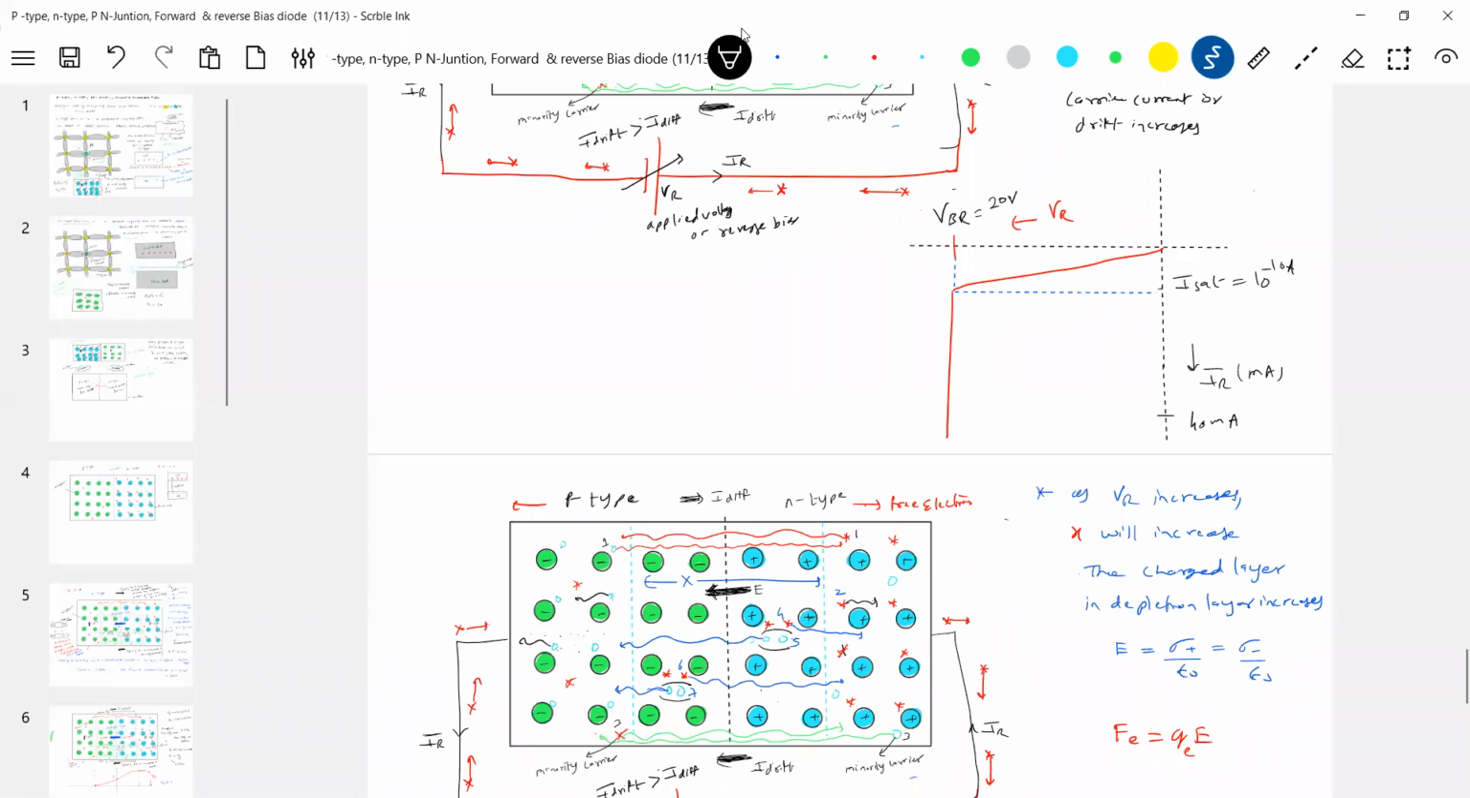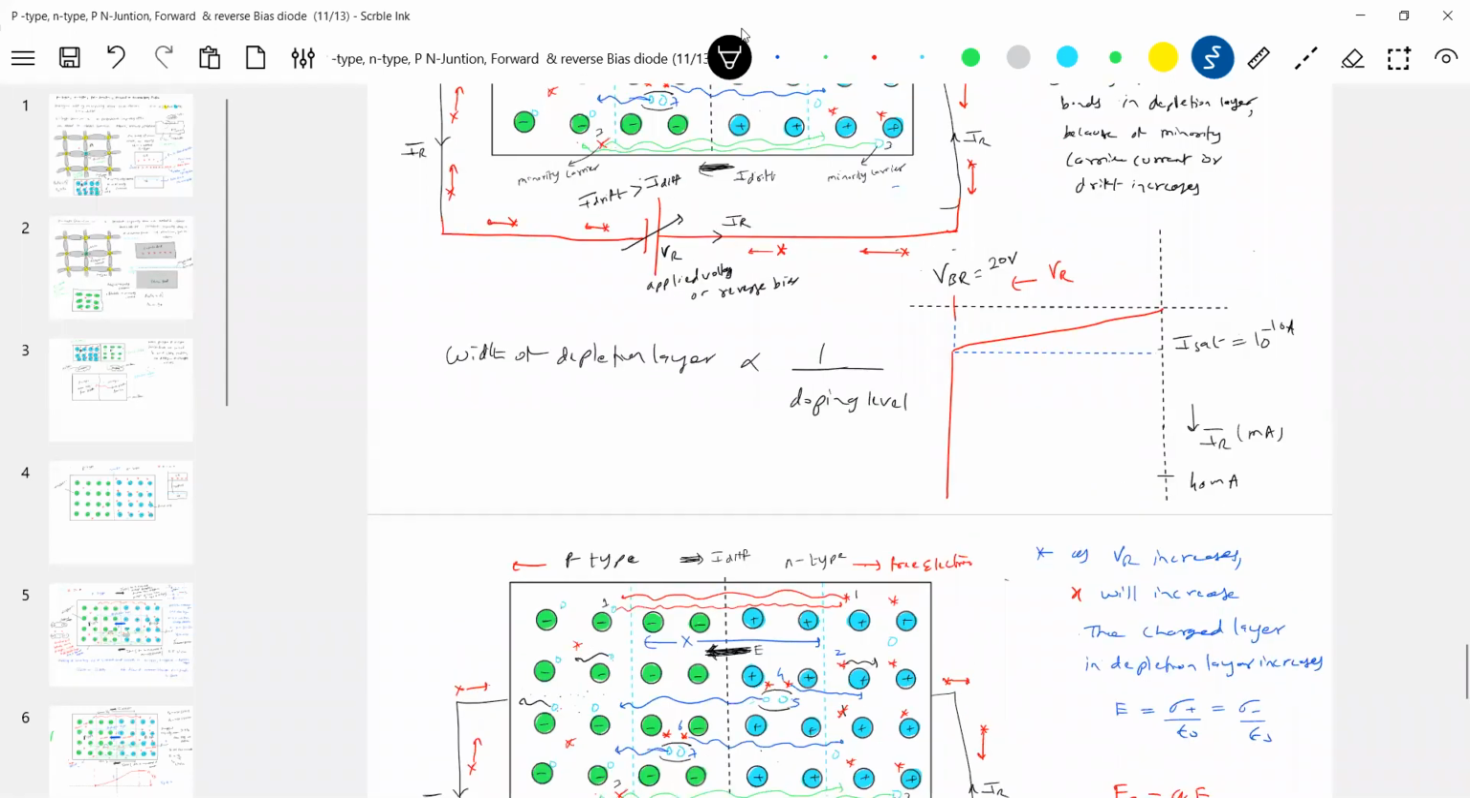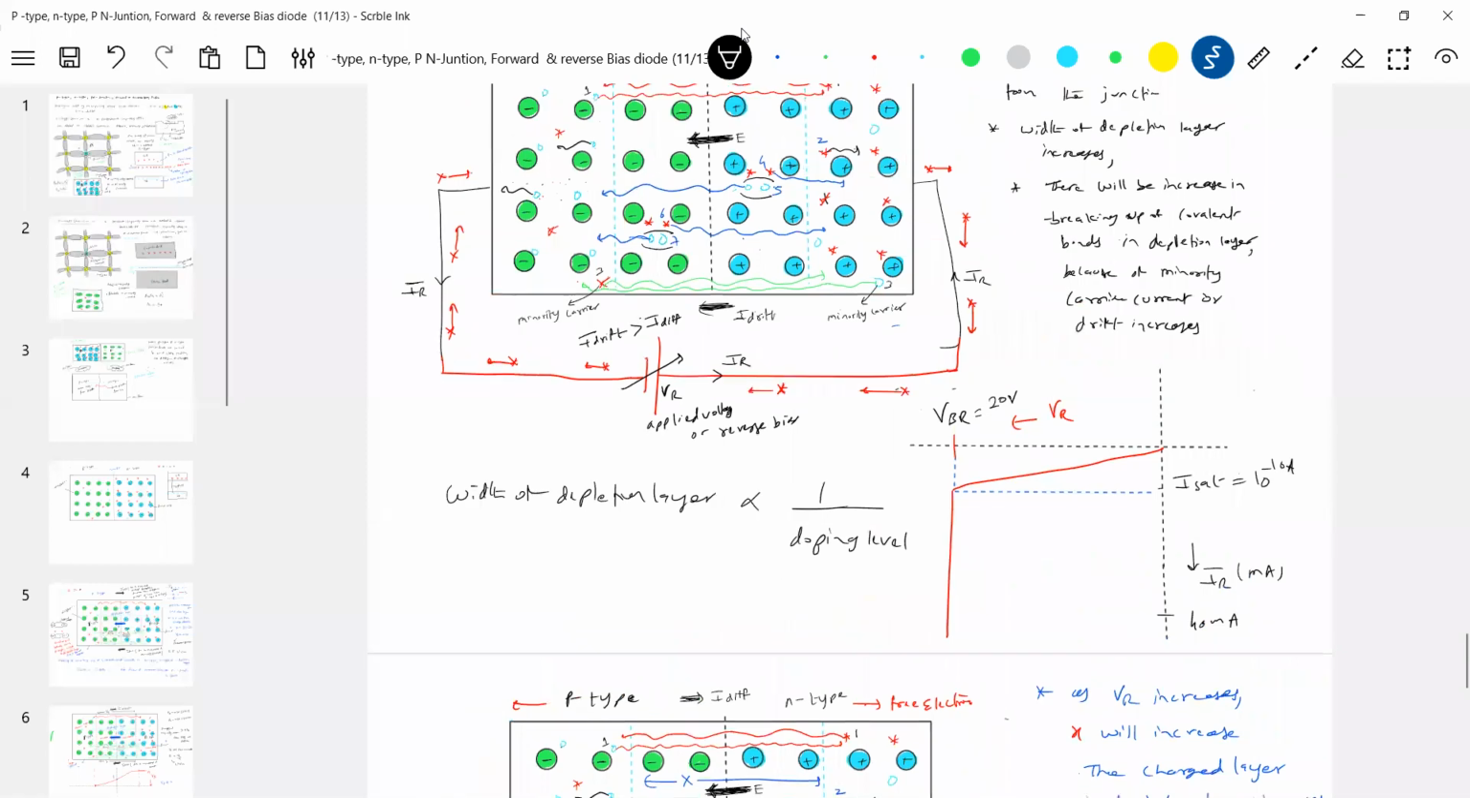Again, the doping level. One more important thing: the width of the depletion layer is inversely proportional to the doping level. So by controlling the doping level in the P and N regions, I can control the width of depletion. What is this width of depletion layer? Unbiased. I mean to say unbiased. The unbiased width of depletion layer depends on doping level. This unbiased width of depletion layer will determine the breakdown voltage. Is it okay now?